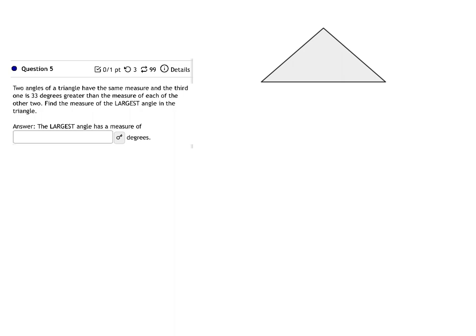And this problem tells you that two angles of a triangle have the same measure. So they're the same measurement. And the third one is 33 degrees greater than the measure of each of the other two. So let's put these two angles here as the same. We're going to put them as x. And we know the third one is 33 degrees greater than the measure of each, so it's just one of them. So x plus 33, because each is the same.